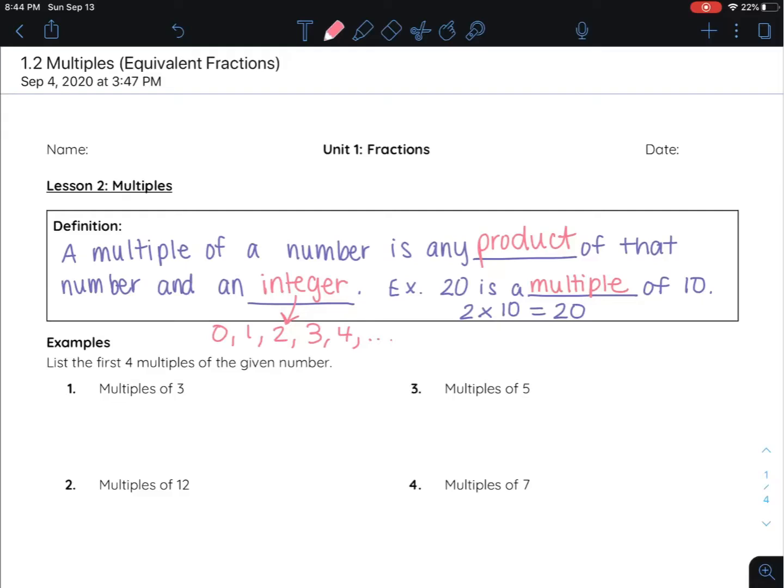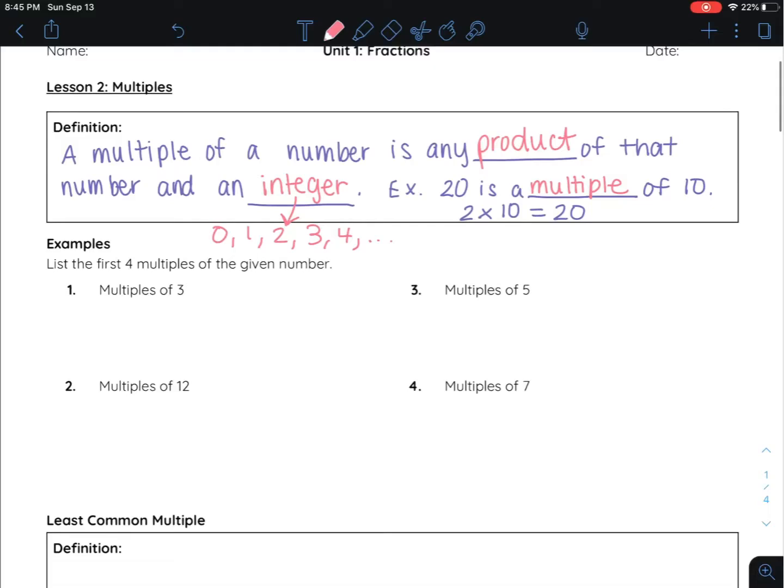We wouldn't use the word factor there. We couldn't say that 20 is a factor of 10, right? So, multiples are bigger versus factors are usually smaller than whatever number you're talking about. All right, let's list the first 4 multiples of whatever number they give us.